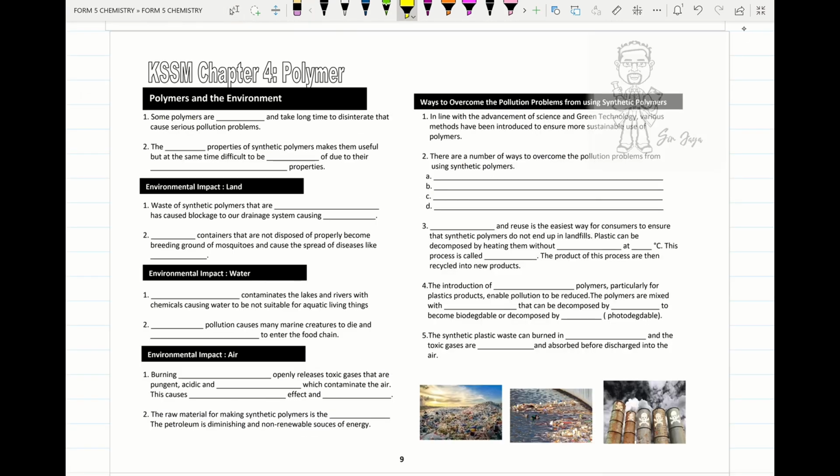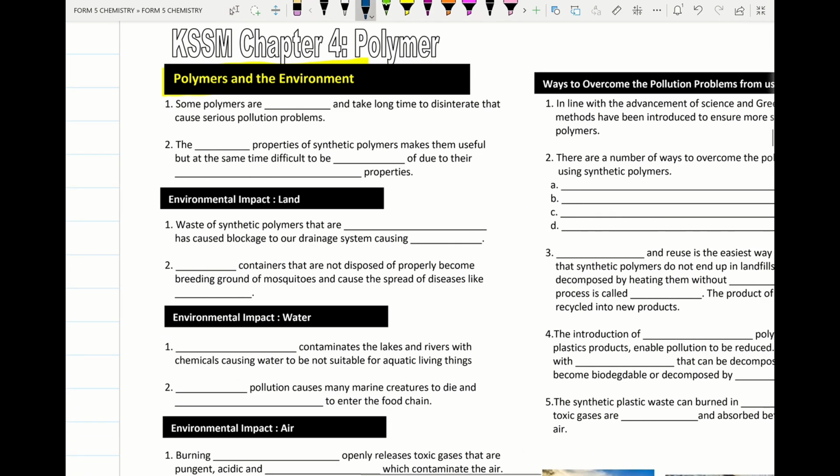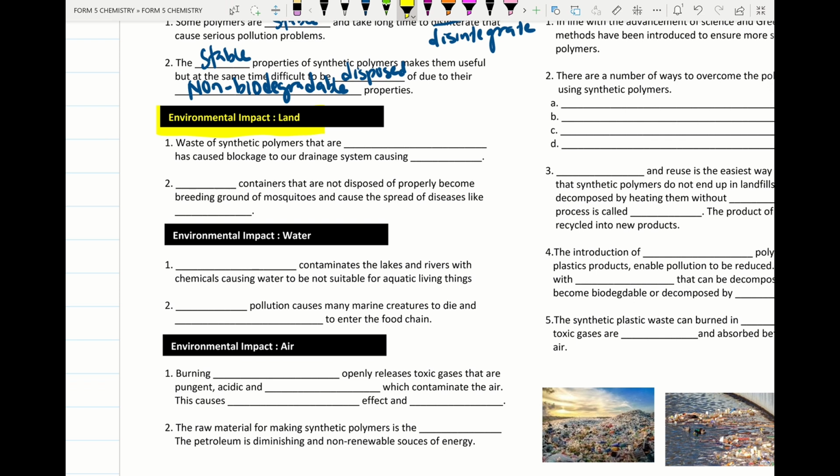All right, then we move to the next part, the polymer and the environmental effects of synthetic polymer waste. Some polymers are stable and take a long time to disintegrate. This causes a serious pollution problem. The stable properties of synthetic polymers make them useful, but at the same time difficult to dispose of due to their non-biodegradable properties. Next, the environmental impact on land: waste synthetic polymer that is non-biodegradable has caused blockage to our drainage system, and this can cause flash floods.